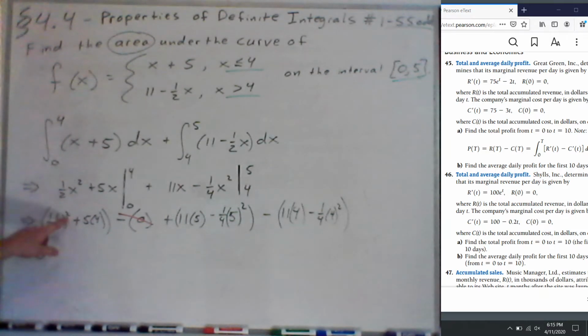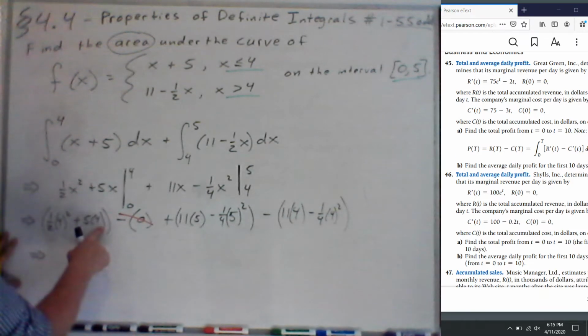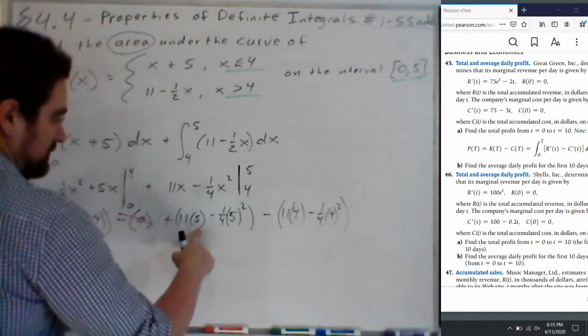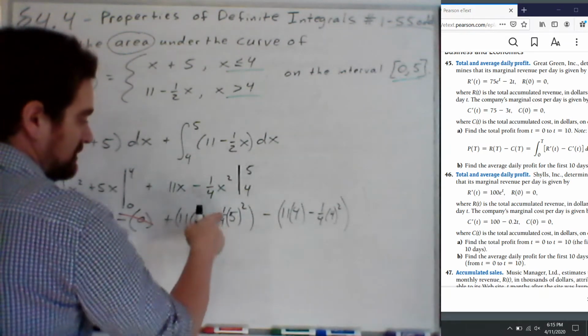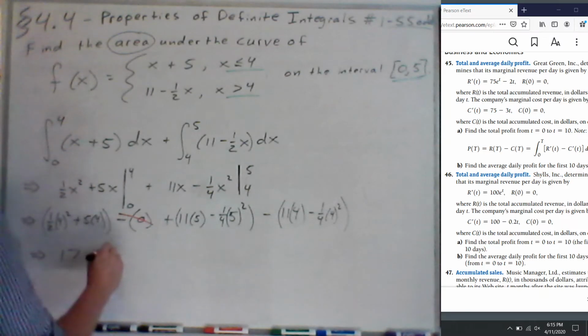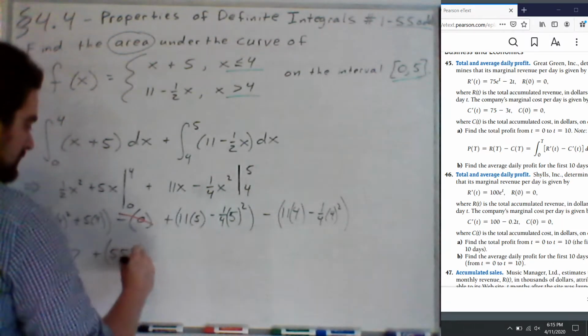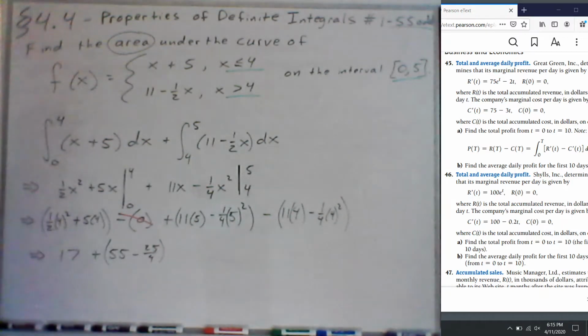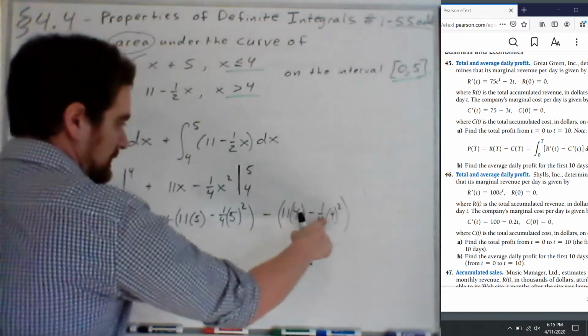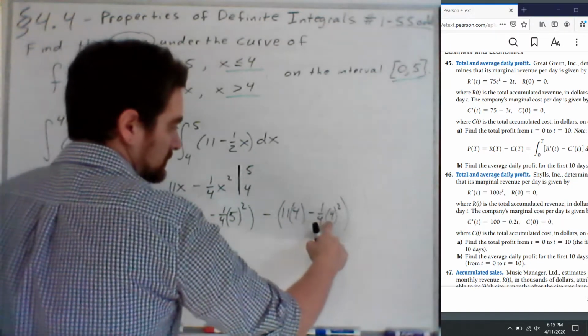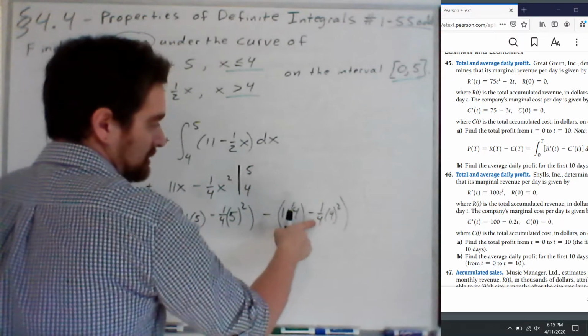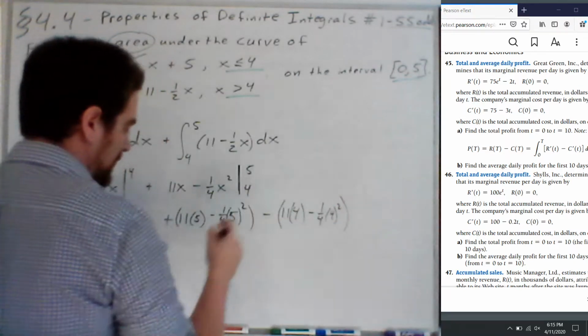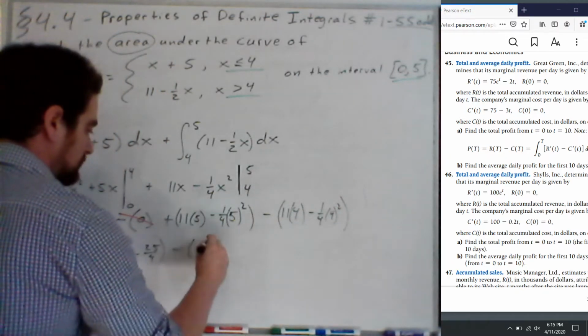Exponents first, that's 16. Then I divide by 2, that's 8. Plus 5 times 4 is 20. So 8 plus 20 is 28. 11 times 5 is 55. This will be 25 over 4. Let's do this: plus 55 minus 25 over 4. Then we'll go get a common denominator. Minus, this will be 44 minus, so 16 divided by 4 is back to 4. 44 minus 4 is 40. That last piece will be 48.